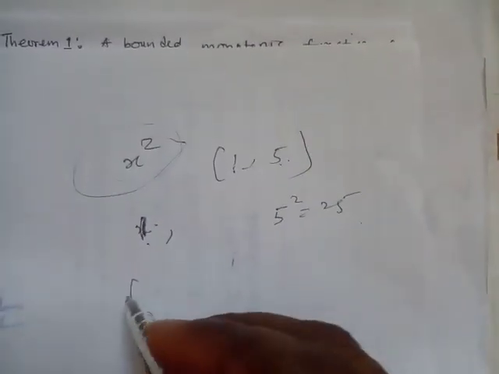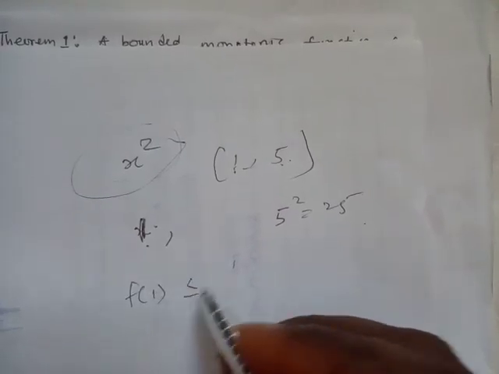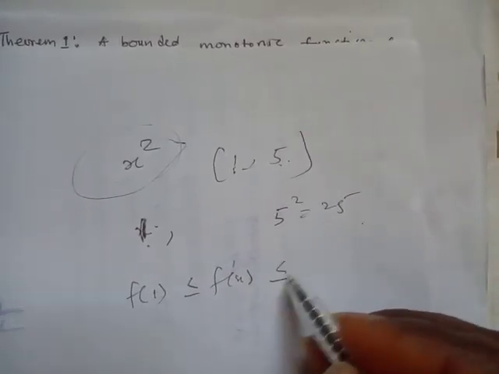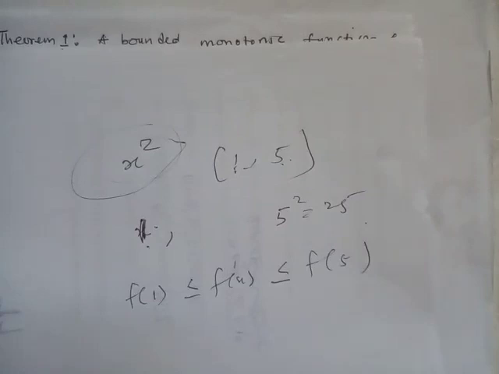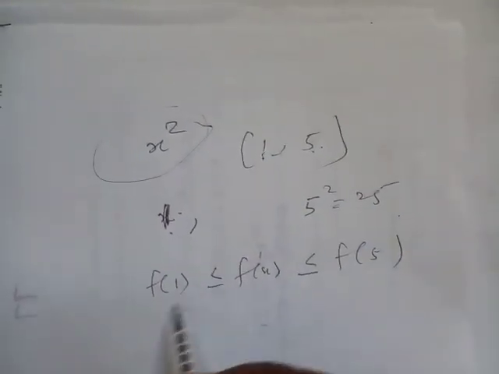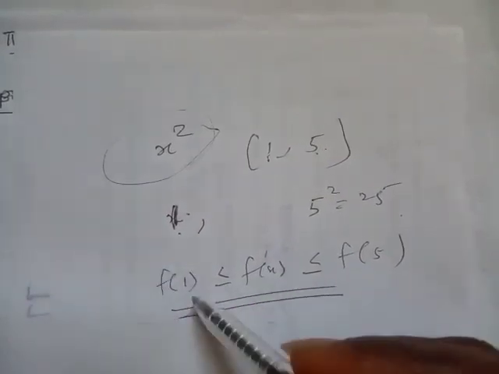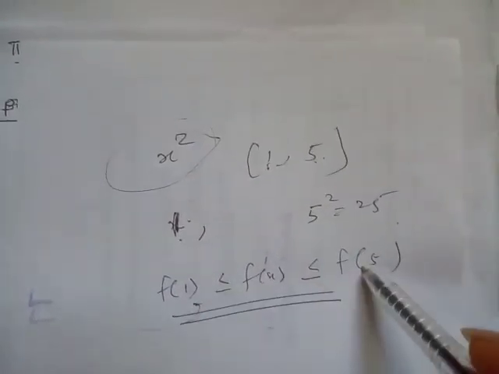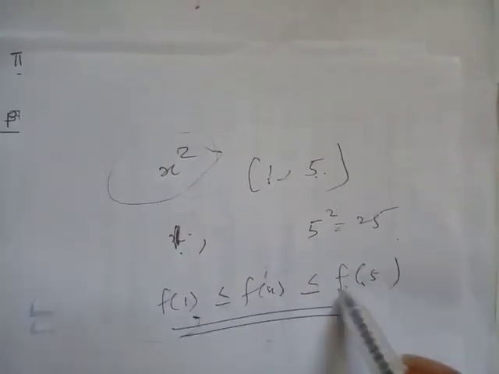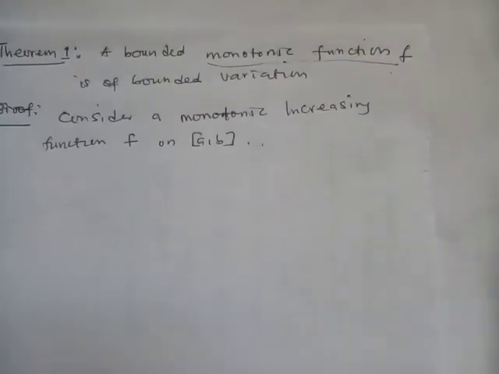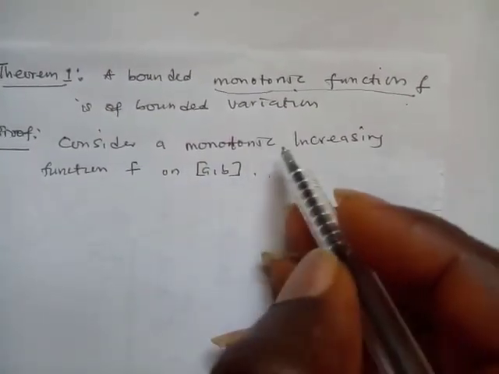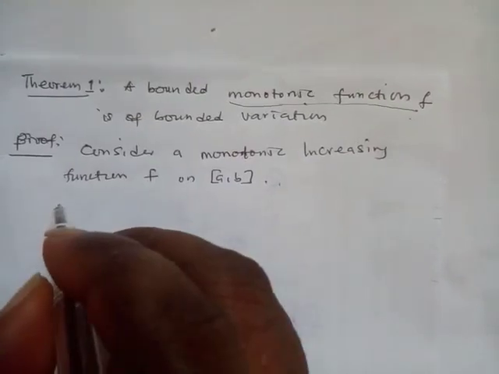So that means I can say that f of 1 will be less than or equal to f of x, will be less than or equal to f of 5. So if a function is monotonic, it must be like this. That is, if I put f equals y, it must be less than or equal to this last one. So we now say, consider a monotonic increasing function f.